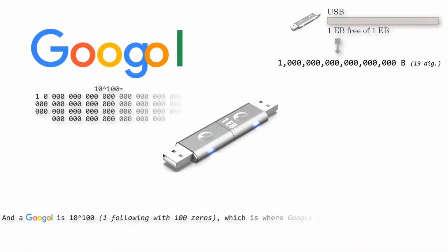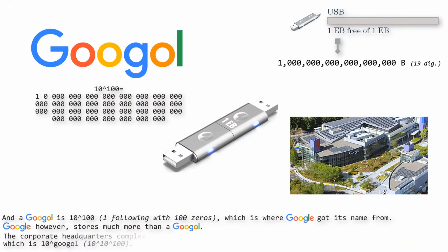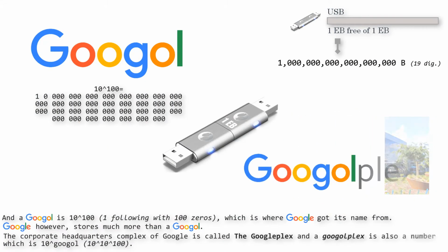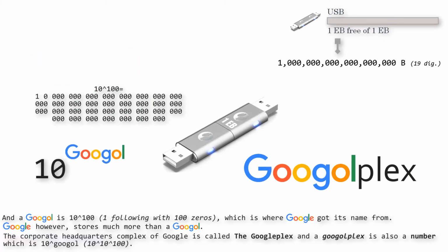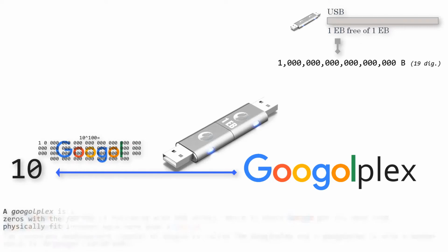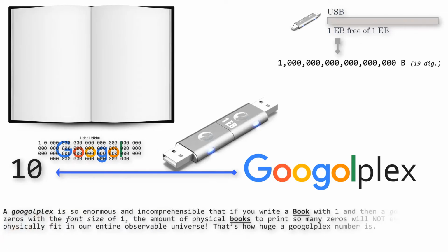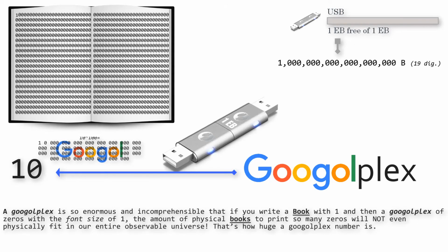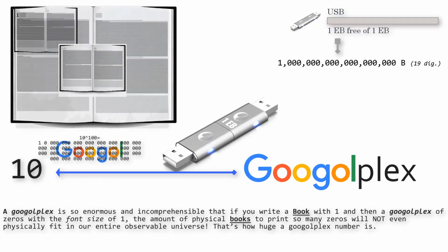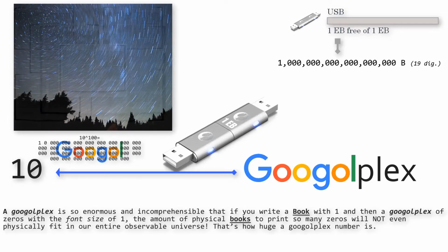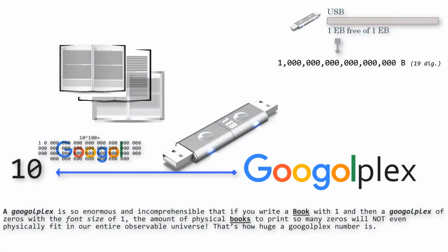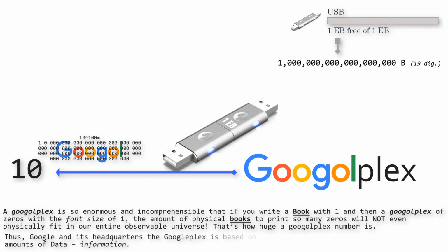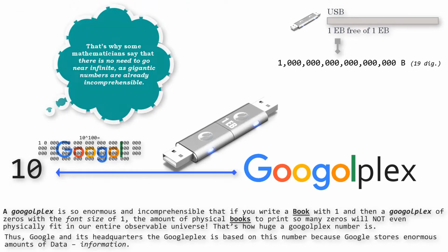And a Google is 10 to the power of 100, which is where Google got its name from. Google, however, stores much more than a Google. The corporate headquarters complex of Google is called the Googleplex. And a Googleplex is also a number which is 10 to the power of a Google. So 10 to the power of 10 to the power of 100. A Googleplex is so enormous and incomprehensible that if you write a book with a number 1 and then a Googleplex of zeros with the font size of 1, the amount of physical books to print so many zeros would not even physically fit in our entire observable universe. That's how huge a Googleplex number is. Thus, Google and its headquarters, the Googleplex, is based on this number because Google stores enormous amounts of data, information. That's why some mathematicians say that there is no need to go near infinity, as gigantic numbers are already incomprehensible.